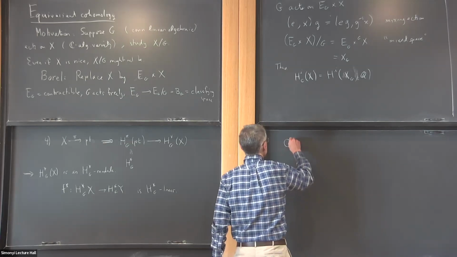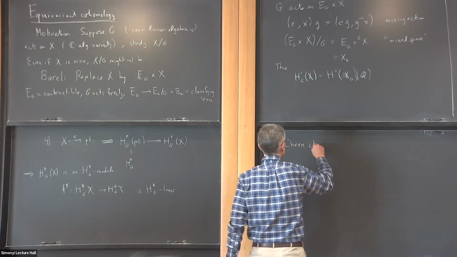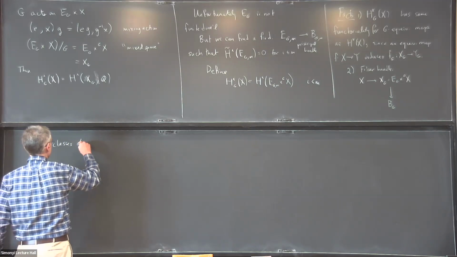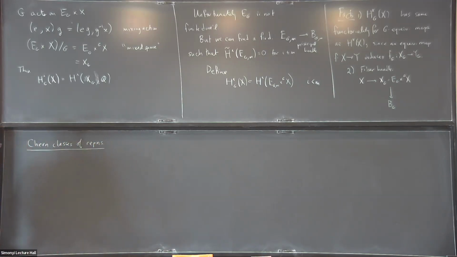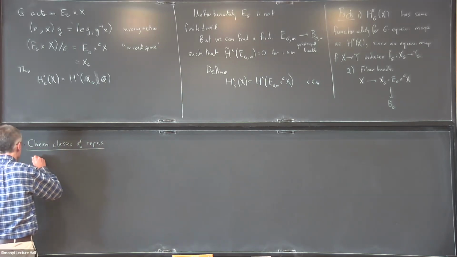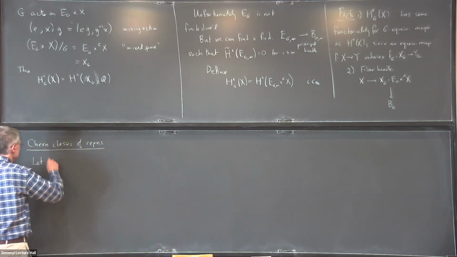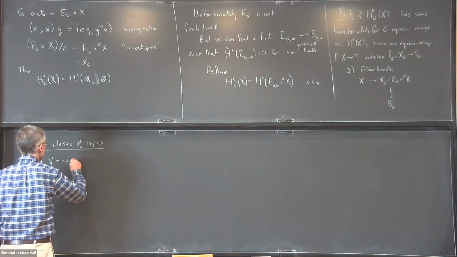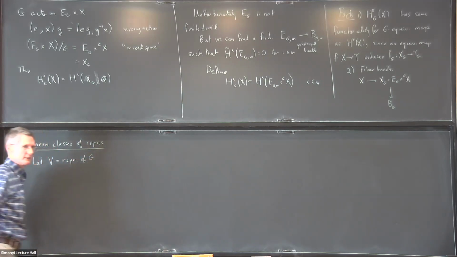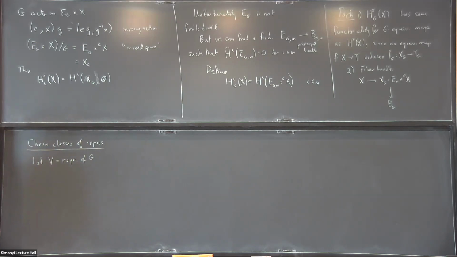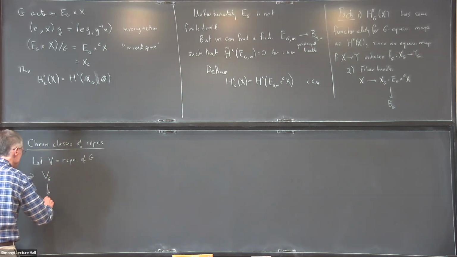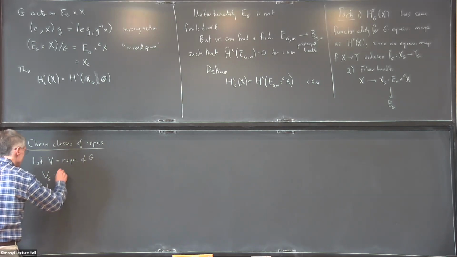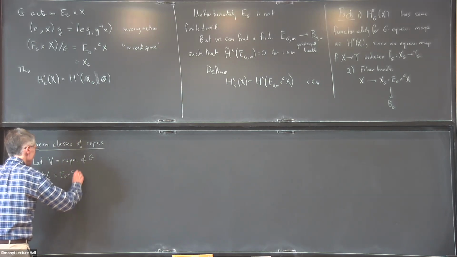Okay, so now I want to talk about Chern classes of representations. And this is again very simple. So let V be a representation of G, just a complex linear representation. Then there's a vector bundle V_G on BG, which is just EG cross_G V over BG.